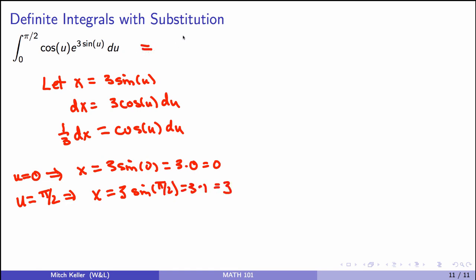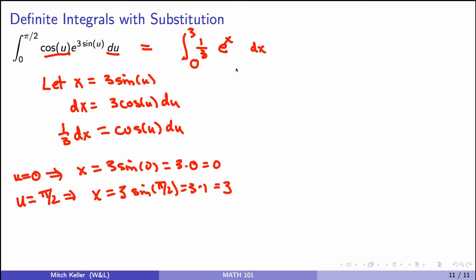Alrighty, now we're ready to do this, and so we'll put in our new limits. The 0 limit is still a 0. The pi over 2 limit becomes a 3. The cosine u du part gives us a 1/3 dx. So I'm going to put the dx out there. And then the e to the 3 sine of u becomes e to the x.